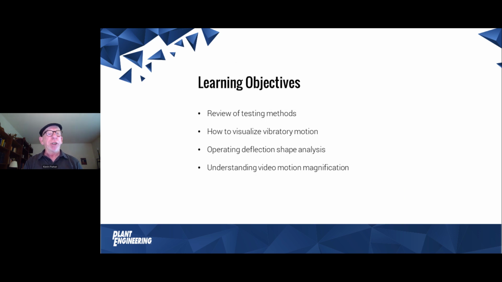When machinery vibration becomes severe, resonance is often at work. Methods of testing machines for natural frequencies that cause resonance have been discussed in prior presentations. This presentation will first focus on identifying resonance and then move to methods that help visualize that vibratory motion, helping to identify solutions. Two methods will be discussed: traditional operating deflection shape, or ODS analysis, and video motion magnification.